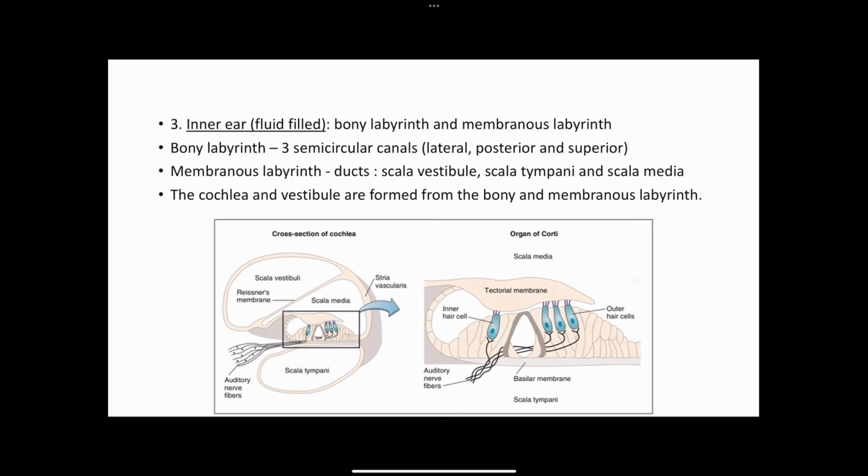Lastly, we have the inner ear, which is filled with fluid. It consists of the bony labyrinth and the membranous labyrinth. The bony labyrinth is the three semicircular canals, which are lateral, posterior, and superior, while the membranous labyrinth contains ducts. We have three ducts: scala vestibuli, scala tympani, and scala media. The cochlea and vestibule are formed from both the bony and membranous labyrinth.